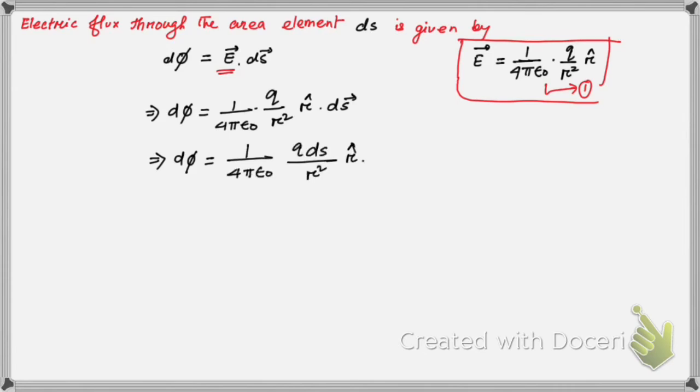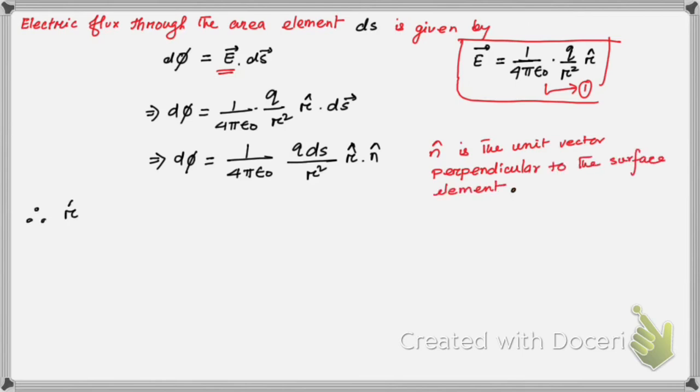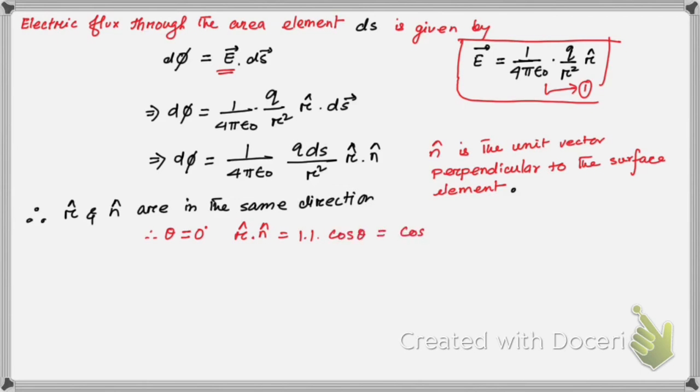okay, so we have considered that the unit vector along that surface area vector is n cap. So n cap is the unit vector perpendicular to the surface, and it is along the area vector, right? Perpendicular to the surface element, right? So r cap, n cap, these are parallel, right? And the angle between them is 0 degree. So r cap dot n cap, that will be 1.1 cos 0 degree, that's gonna be equal to 1. So we have got d phi is equal to this, right? So hope you have understood this.